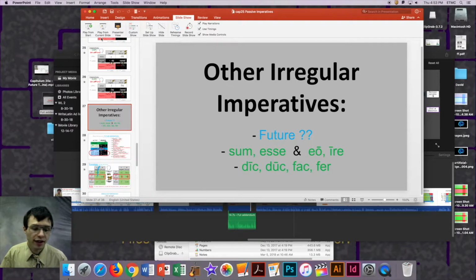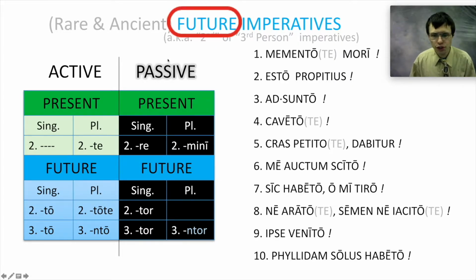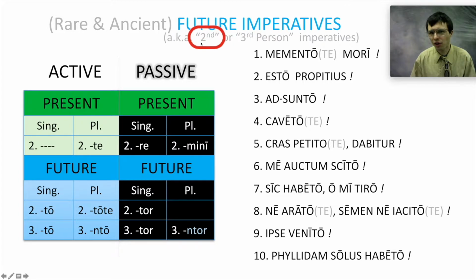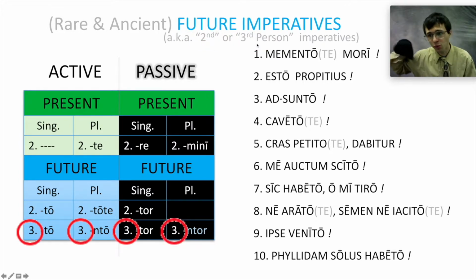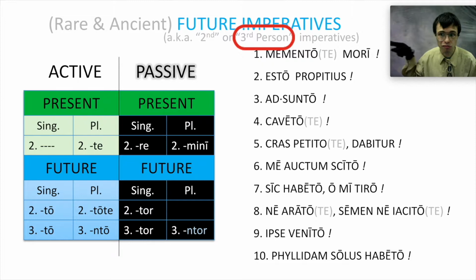All right, and then the final several irregular imperatives that you need to have to get truly everything in Latin are these. A weird future imperative that we'll learn, and then sum and eo and dic, duc, fac, fer. Okay, so the future imperative is also in some books called the second imperative or the third person imperative, although you will see in the bottom line here that the third person imperative probably implies it's something else and that book was probably just wrong.